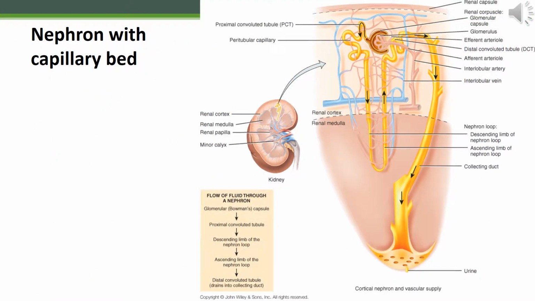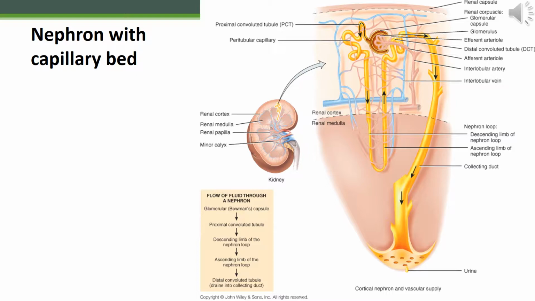In this diagram, we're looking at a nephron and its associated capillary bed, and we're zooming in on this nephron, which is a cortical nephron because it's just below the surface of the renal capsule. We can look at the flow of fluid through the nephron. First, it is filtered in the glomerular capsule, and then this leads into the proximal convoluted tubule, the descending limb of the nephron loop, and then the ascending limb of the nephron loop, and then finally this all leads to the distal convoluted tubule, which drains into the collecting duct.